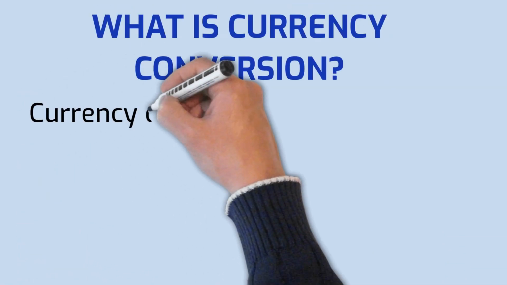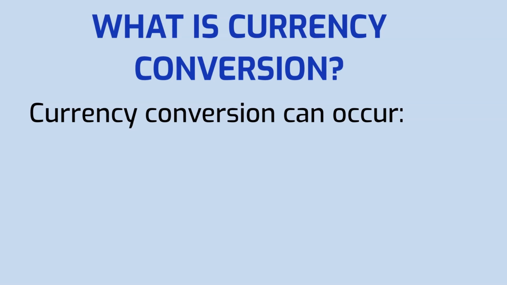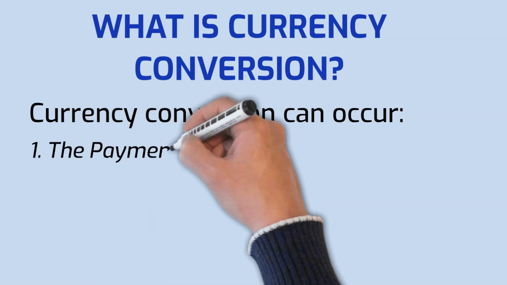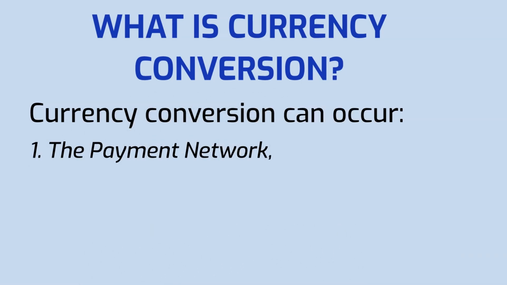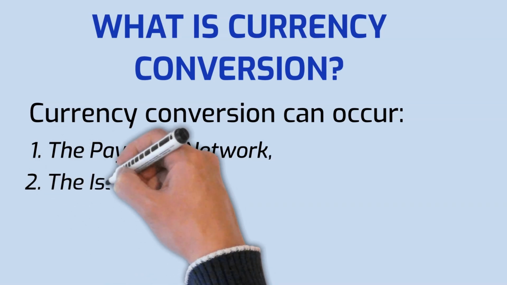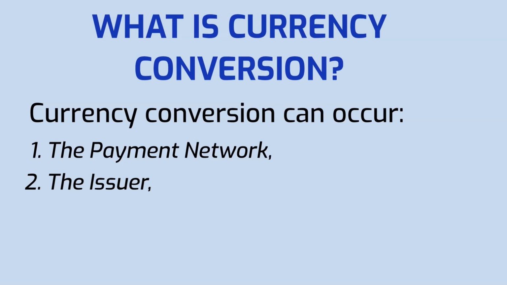Currency conversion can happen in several different ways. Number 1. The payment network can convert the transaction currency from the merchant currency to the cardholder currency as the transaction moves through the payment network. Number 2. The issuer can offer currency conversion services to the cardholder. This may include a prepaid card in a specific currency or a multi-currency card.